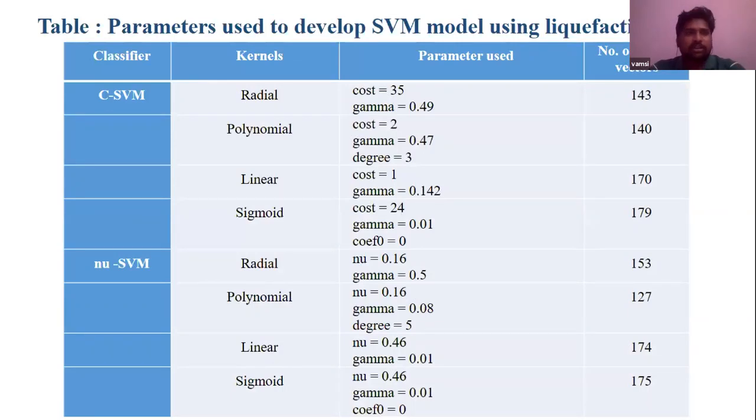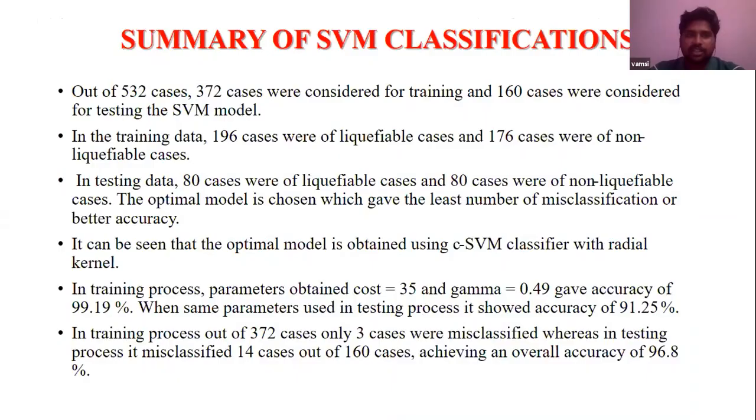See, for C-SVM, nu-SVM, bound-constrained SVM, Weston-Watkins multi-class SVM, and Crammer-Singer multi-class SVM, in this training, from the above 532 data, in the training data we have 196 liquefiable cases and 6 cases were non-liquefiable. In test data, 8 cases were liquefiable cases and 80 cases were non-liquefiable cases. This optimal model we have chosen has given the least number of misclassifications or better accuracy.